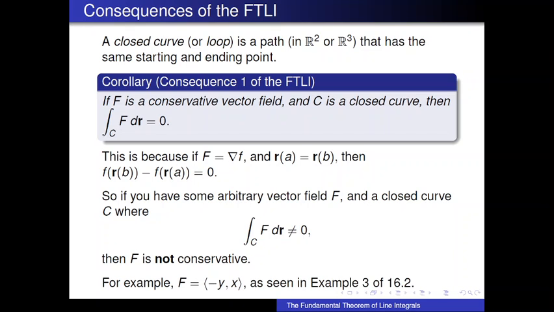Okay. So, for example, like we saw, this vector field, big F, is minus y in the first component and x in the second one. In the last example of section 16.2, I think it was the last example, we integrated this vector field along the unit circle, and we got, I think the number was 2 pi at the end, which is definitely not 0. So that's yet another way to exhibit that this vector field is not conservative.